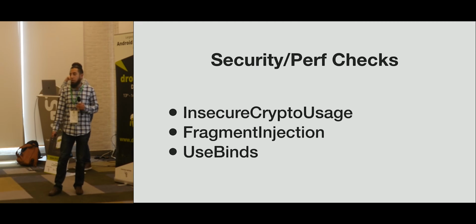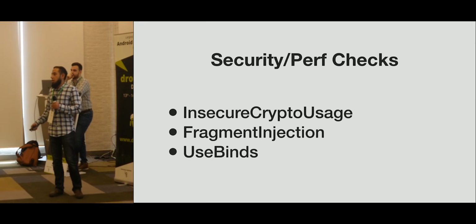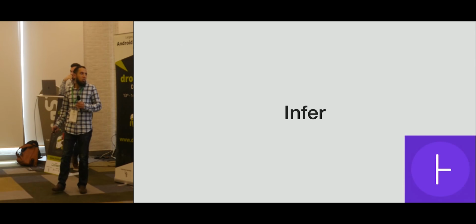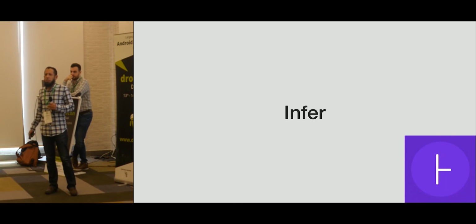If you're using Dagger and you're injecting an implementation for an interface, if you use @Binds instead of @Provides, it's a lot more efficient. So Error Prone will tell you also.